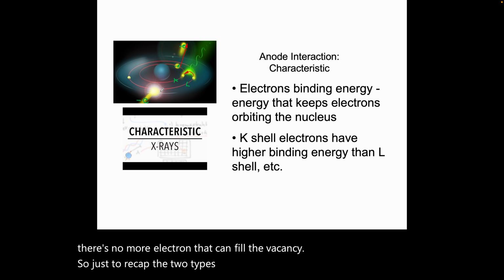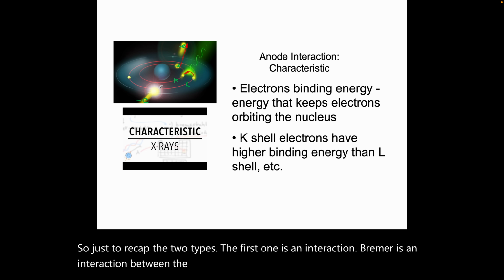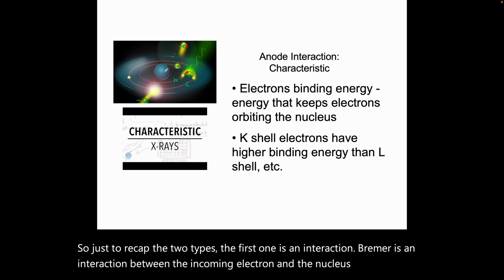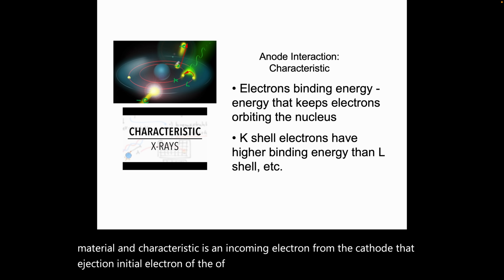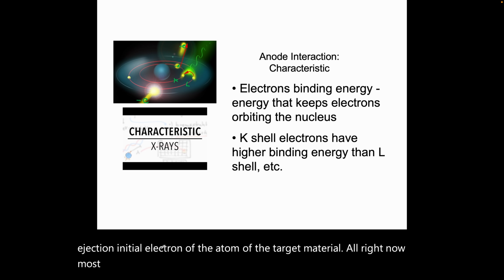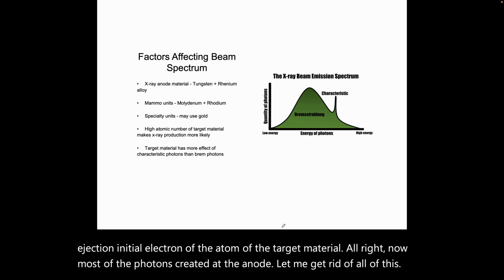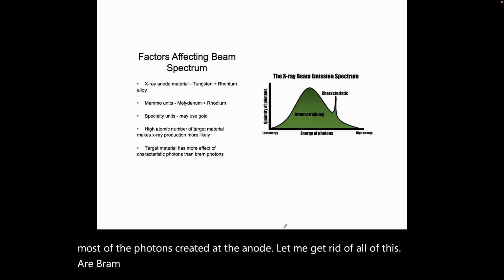All right, so just to recap, the two types. The first one is an interaction. Bremsstrahlung is an interaction between the incoming electron and the nucleus of the target material. And characteristic is an incoming electron from the cathode that ejects an inner shell electron of the atom of the target material. Now, most of the photons created at the anode are Brem photons.